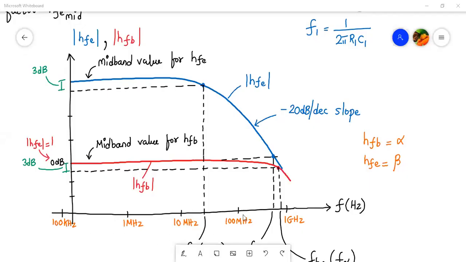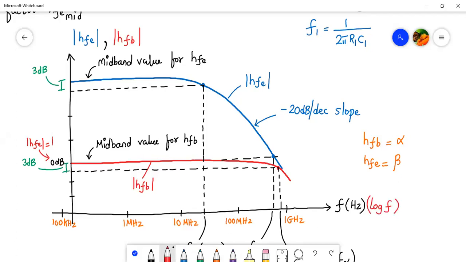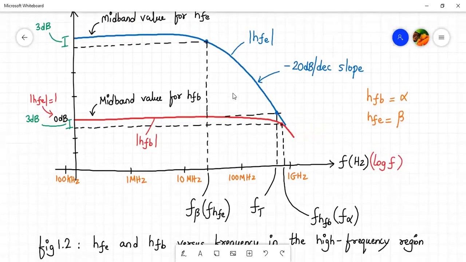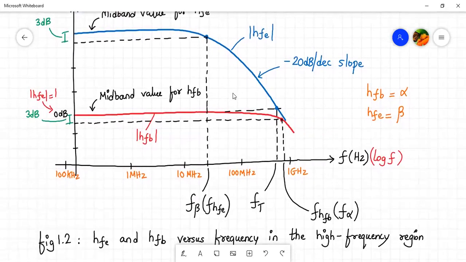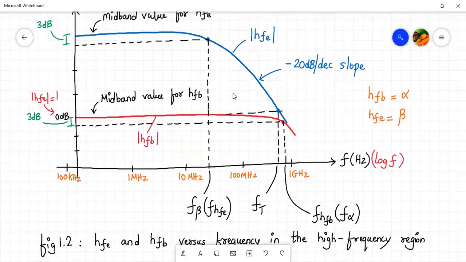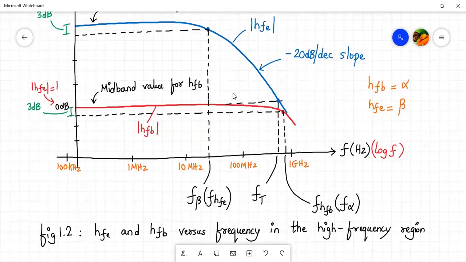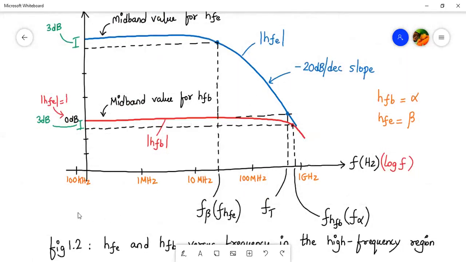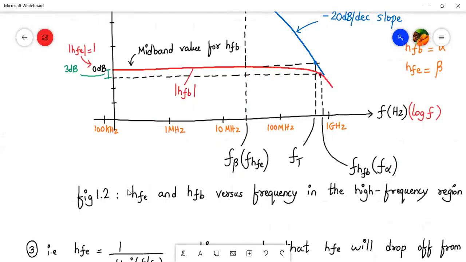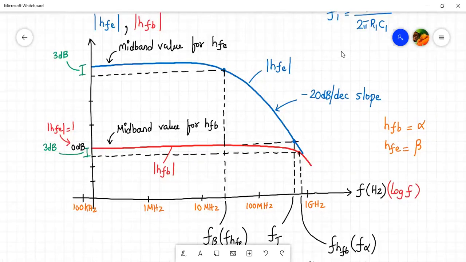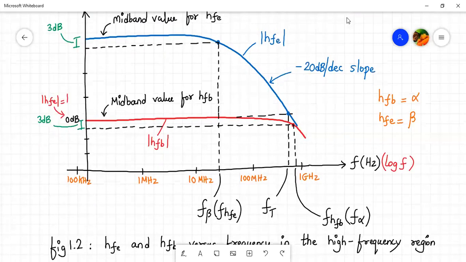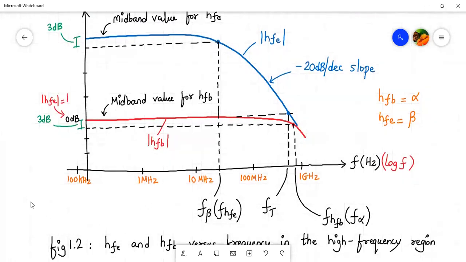Now, since the x-axis supports such a large frequency range, normally the x-axis is logarithmic. So this is basically log of F, when we plot it on the semi-log plot. This graph tells you how the current gain for the common emitter and the common base configuration will behave versus frequency in the very high frequency region. Its description is written below, you can refer to it. So that was the inference from HFE and HFB versus frequency in the very high frequency region.